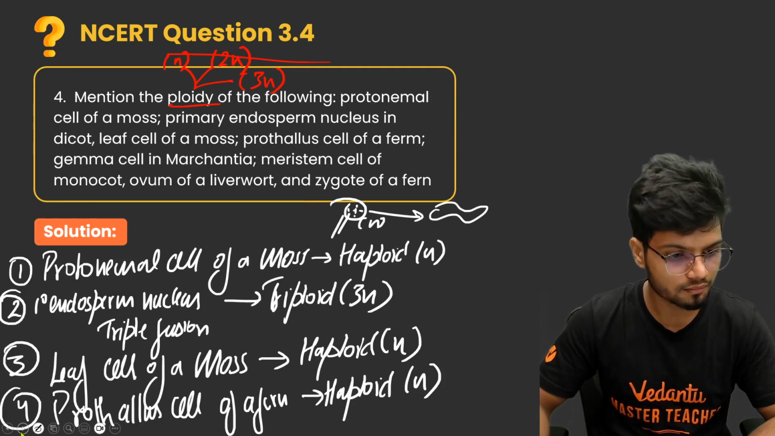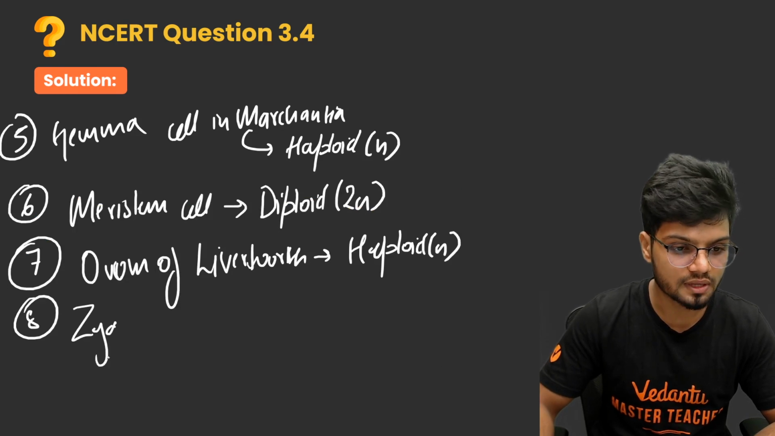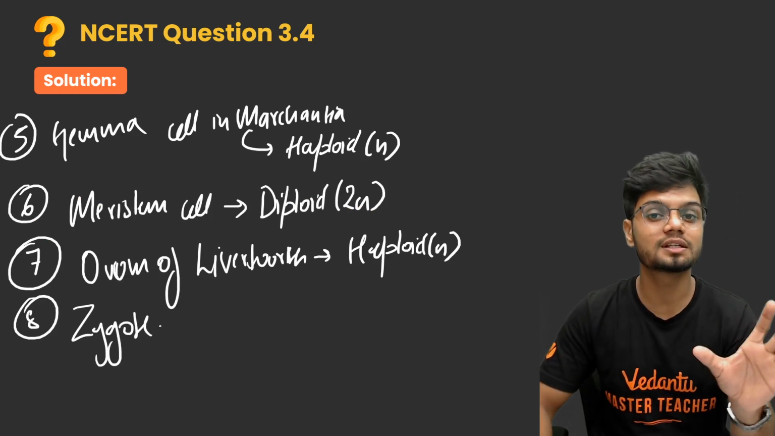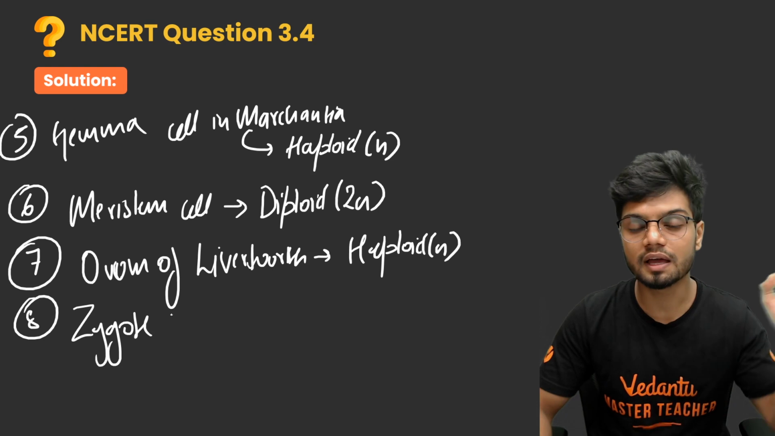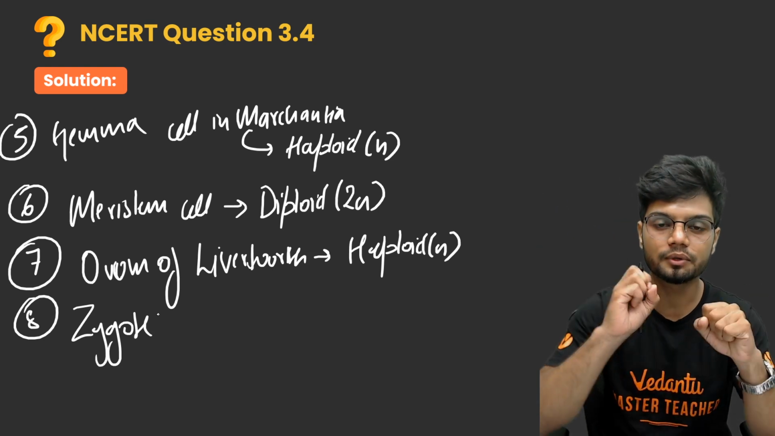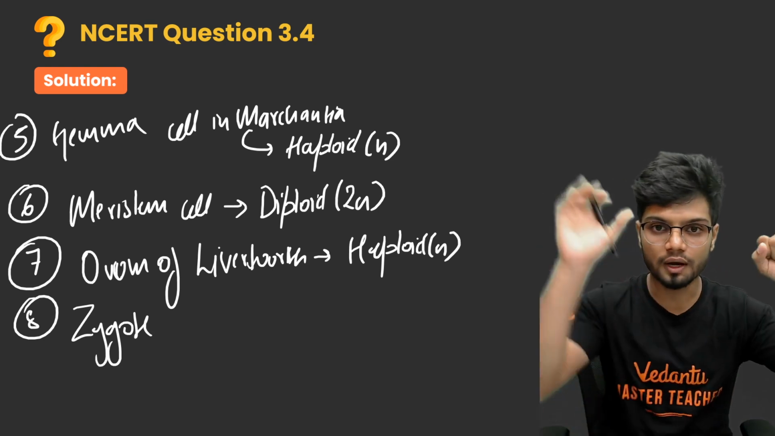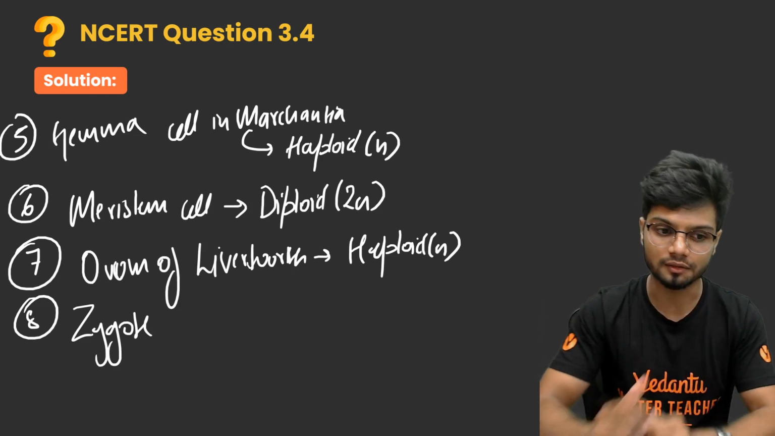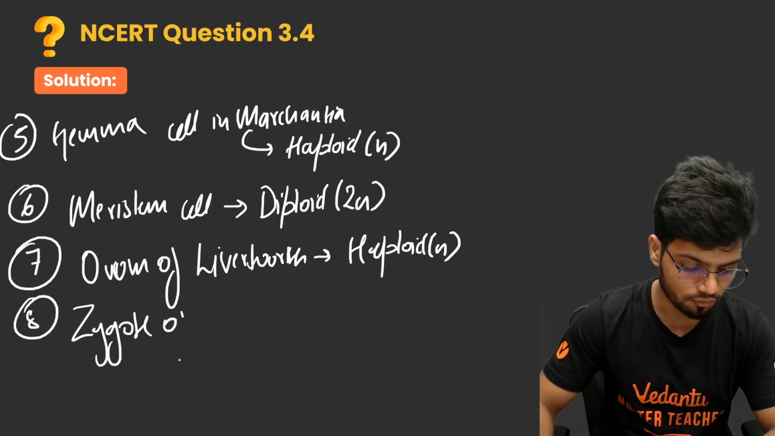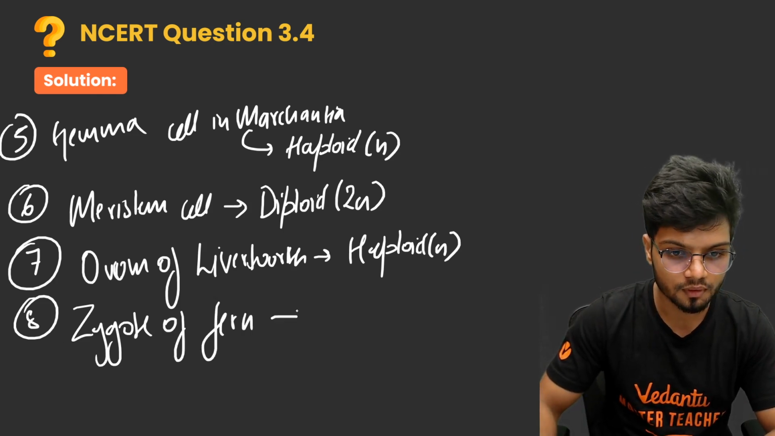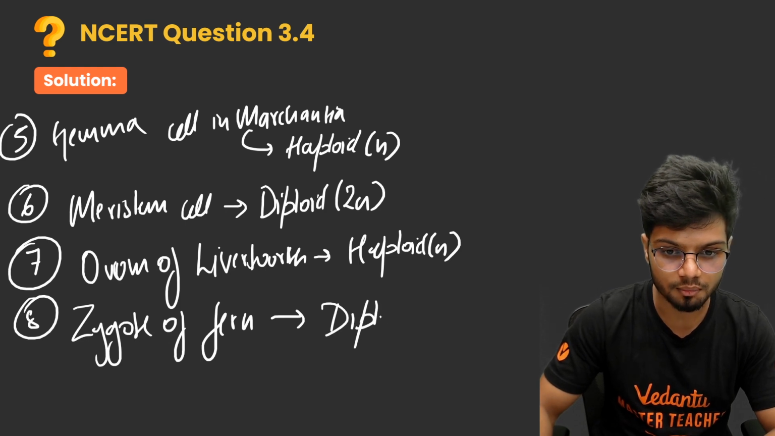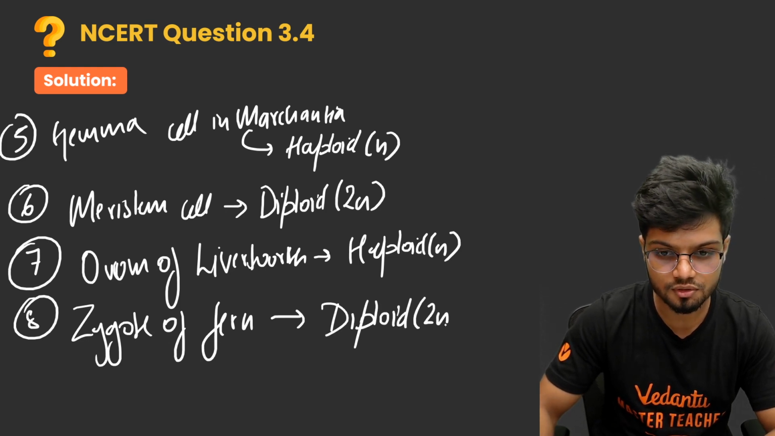Zygote of a fern. Very easy. We know the zygote is a result of fertilization. In fertilization, the male gamete and female gamete come together and fuse. Haploid and haploid come together to give diploid. So the zygote of a fern is diploid in nature, which is the answer to Q1.